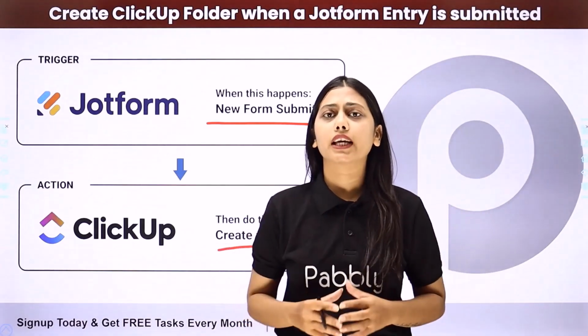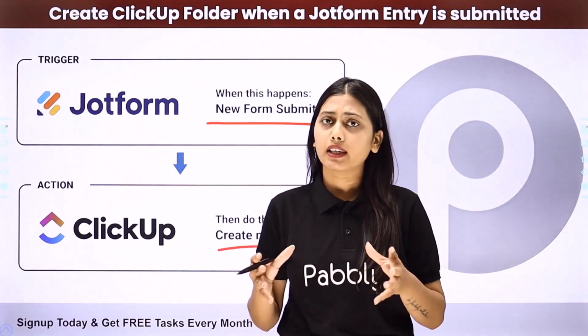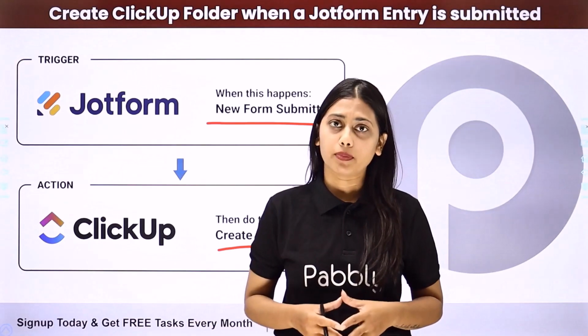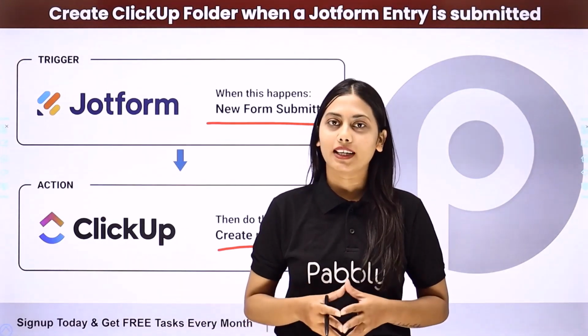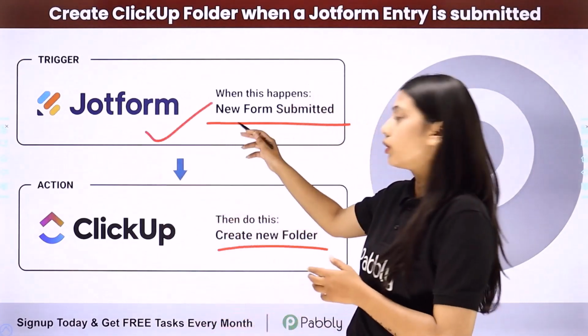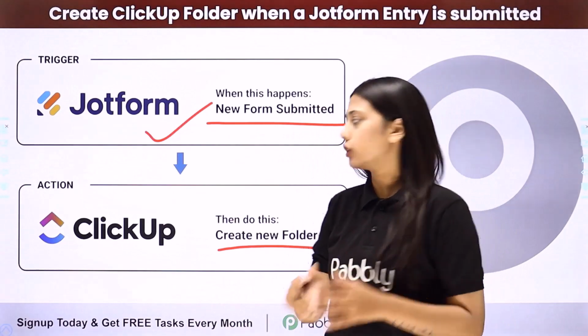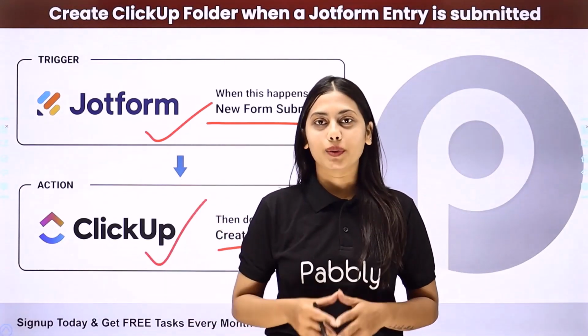But since both these applications do not have a direct connection between them, it is impossible to do it automatically, and you have to do it manually every time. But let me tell you, we can actually automate this whole process with the help of Pabbly Connect. We will create such an integration where our trigger will be Jotform, where a new form will be submitted, and our action will be ClickUp, where a new folder will be created. Let us learn how to do it.